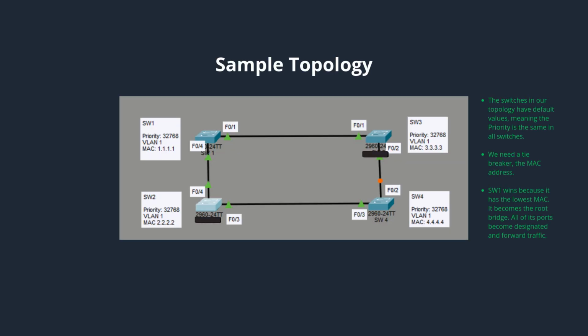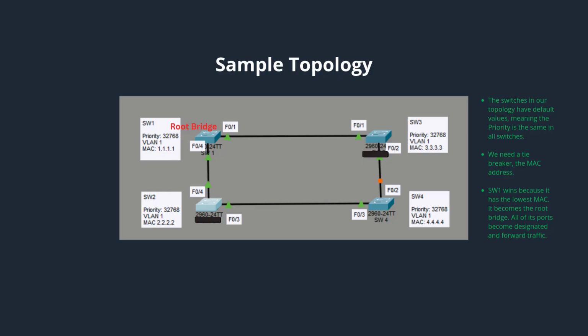All our switches have the default priority of 32,768, so we need a tiebreaker. Looking at the MAC addresses, SW1 has 1.1.1.1, SW2 has 2.2.2.2, SW3 has 3.3.3.3, and SW4 has 4.4.4.4. Since SW1 has the lowest MAC address, it wins. SW1 becomes our root bridge.